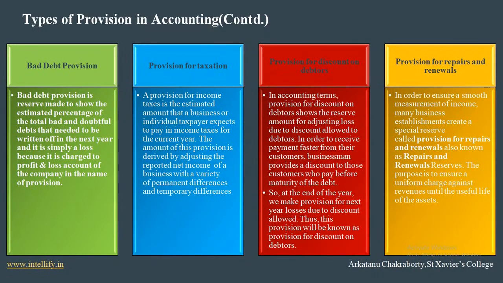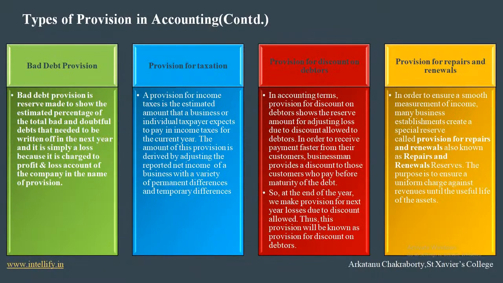Third type, provision for discount on debtors. In accounting terms, the provision for discount on debtors shows the reserve amount for adjusting loss due to discount allowed to the debtors. In order to receive payment faster from customers, a businessman provides a discount to those customers who pay before maturity of the debt. So at the end of the year, we have to make provision for the next year's losses due to discount allowed. Thus, the provision will be known as provision for discount on debtors.